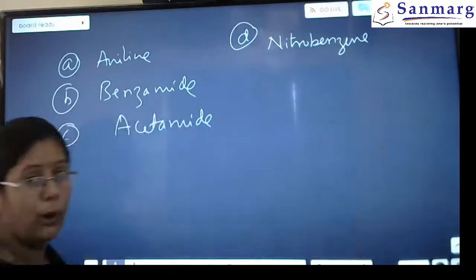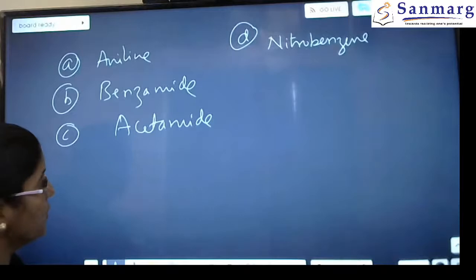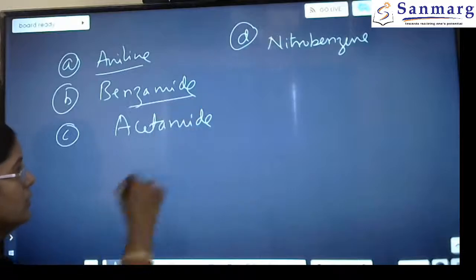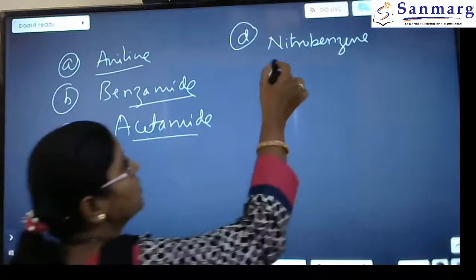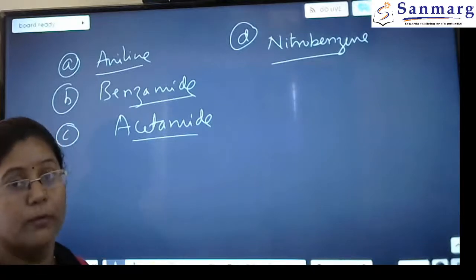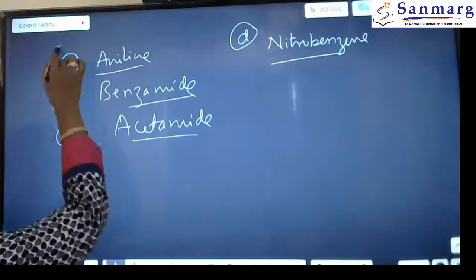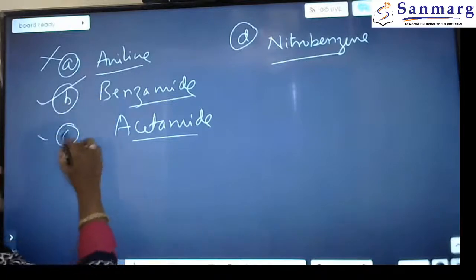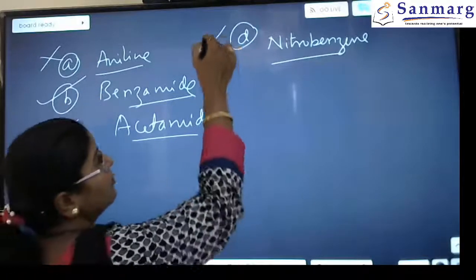One thing is sure, we have taken a nitrogen-containing organic compound. This also contains nitrogen, this also contains nitrogen. All are nitrogen containing organic compounds only. But this is not an amide. This is an amide. This is an amide. This is not an amide.